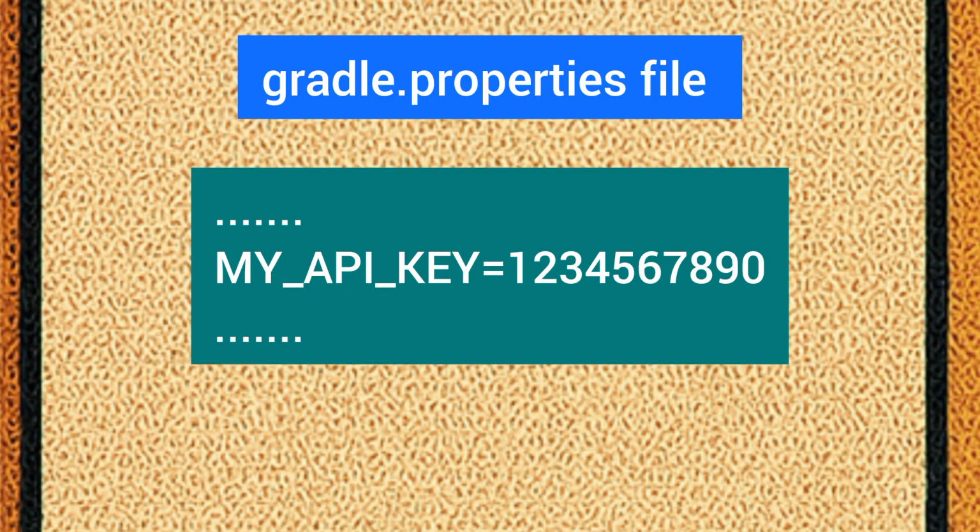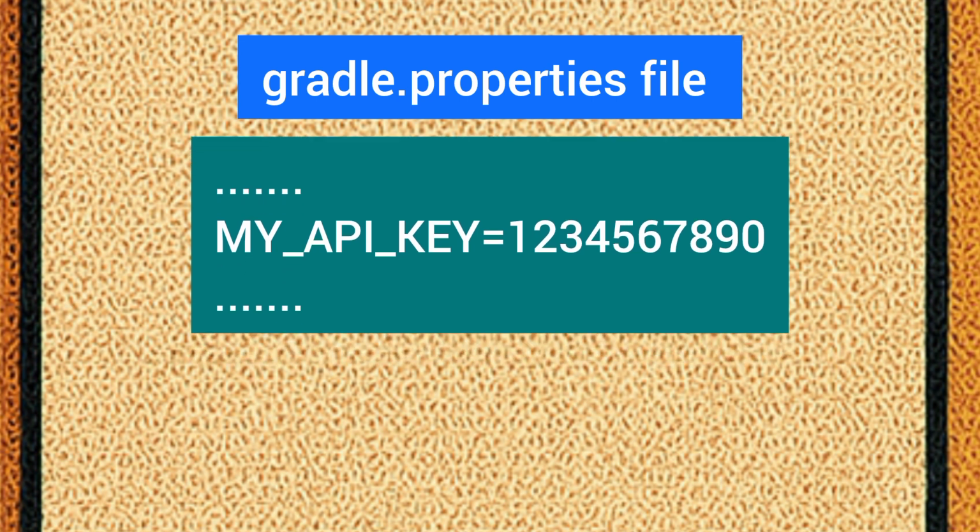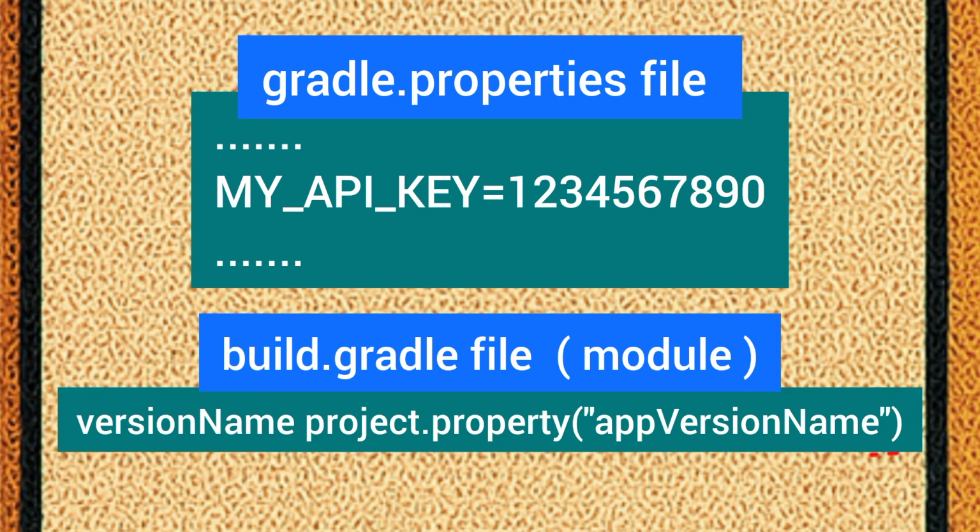MY_API_KEY equals 1234567890. This line is just a regular variable definition. If you want to use it, for example in the build.gradle file, just write the next line. This is useful for keeping config clean, especially in big projects.